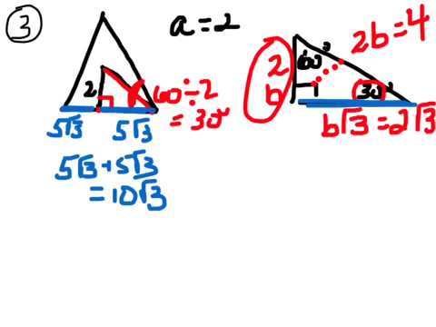Sorry, it should be 2. Thanks for catching that. Let me correct it in red. This is 2 square roots of 3 and 2 square roots of 3. So it should be 4 square roots of 3. Thanks.